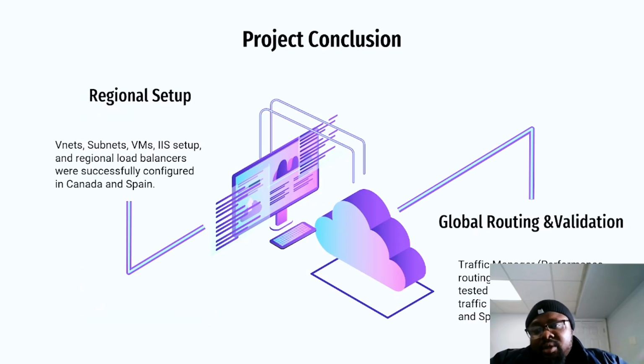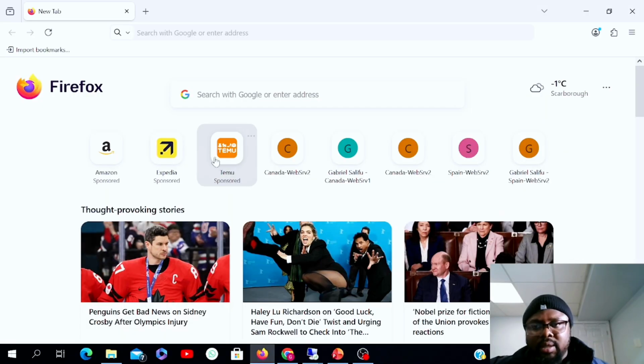So in conclusion, the regional setup, VNet, subnet, VMs, IIS setup, and regional load balancers were successfully configured in Canada and Spain. And lastly, global routing and validation. Traffic Manager performance routing was configured and tested successfully with traffic routed between Canada and Spain. So this is all about my presentation. Thank you.